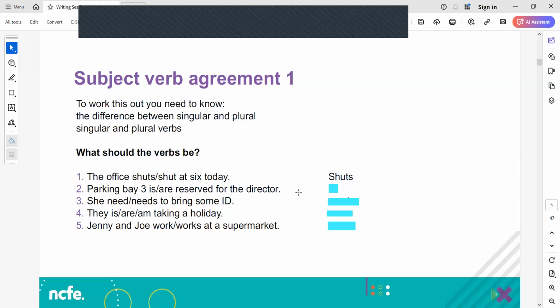Parking bay 3 is reserved for the director, or parking bay 3 are reserved for the director. Is reserved. Well done. She need to bring some ID, or she needs to bring some ID. She needs. Needs, good. So we've got a singular pronoun there, she, and we're using the singular form of the verb, needs.